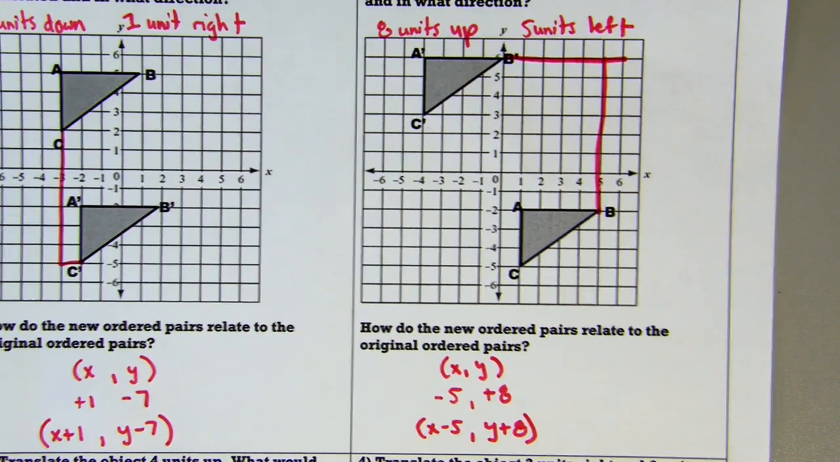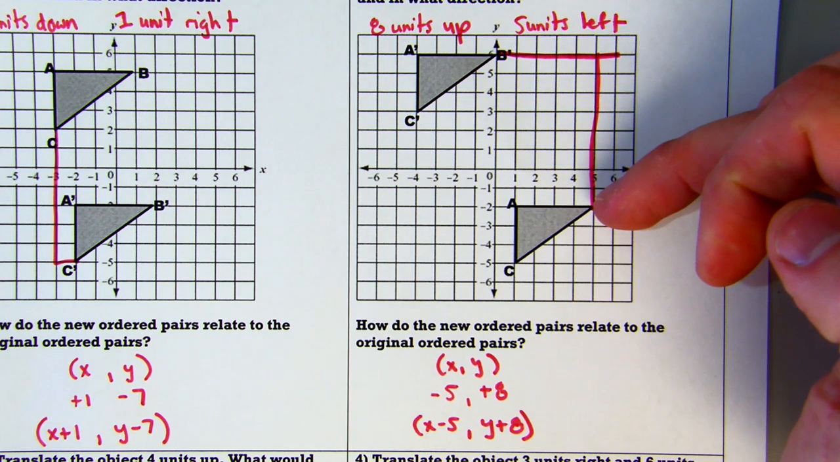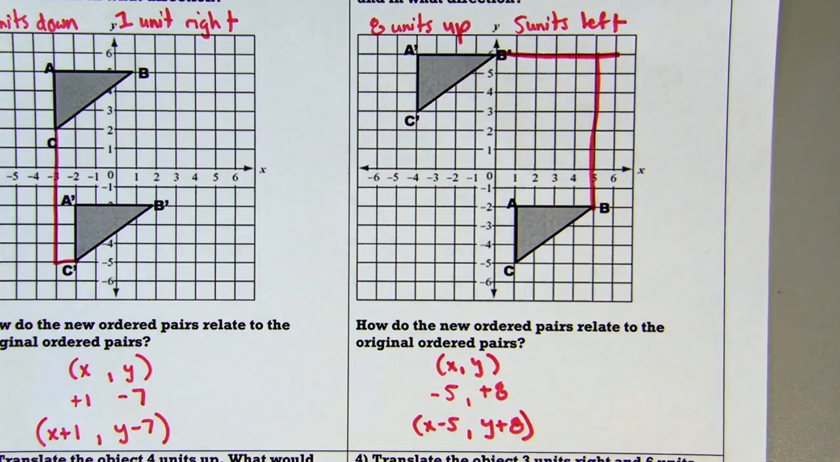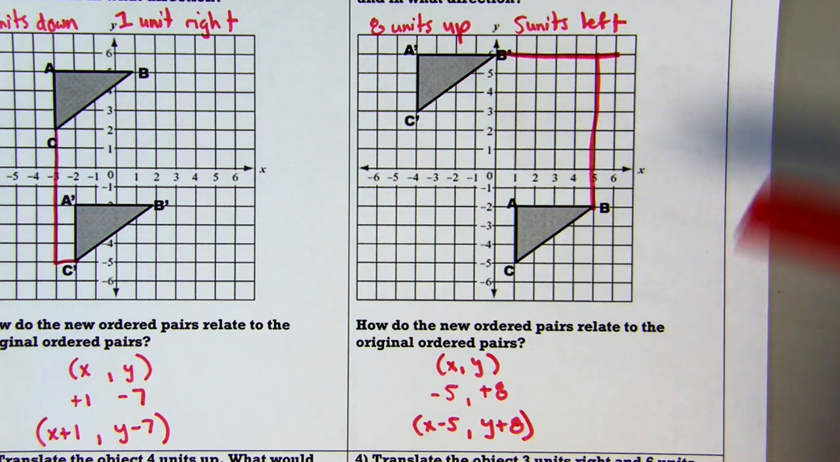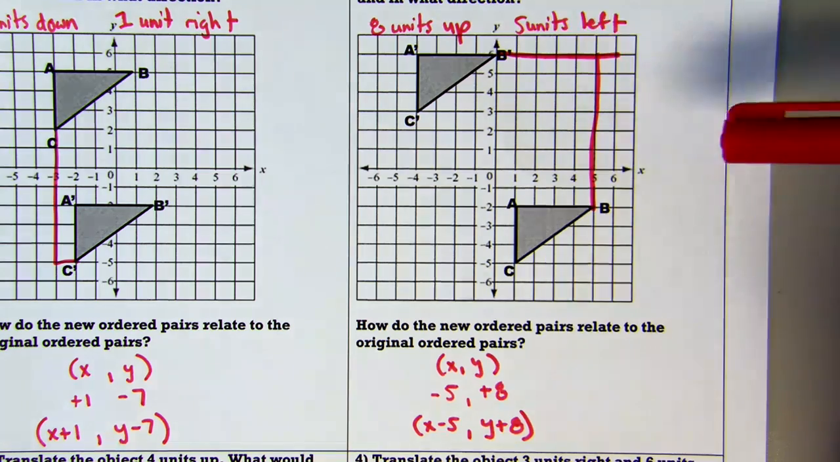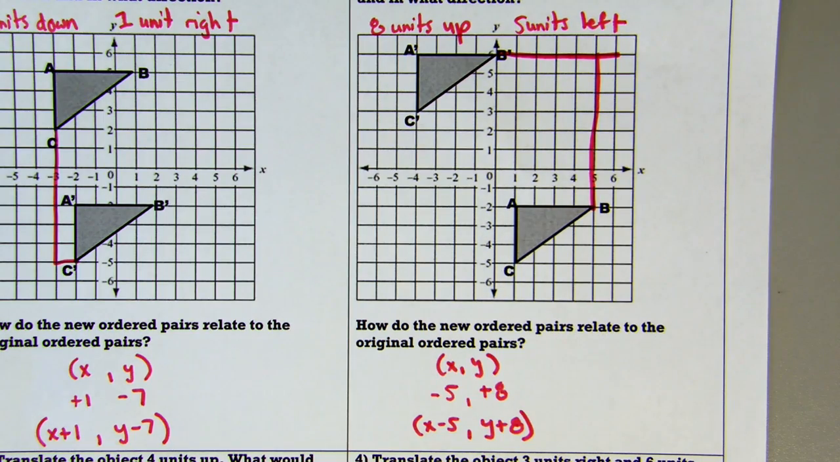you should have gotten that they go 8 up, because here's our original, and we go into the prime, and then we go in 5 units to the left, and so it figures in that we actually do minus 5 for my x-axis because we're going 5 to the left, and then plus 8 because we're going up for the y. So you should have an answer of x minus 5 and then y plus 8.